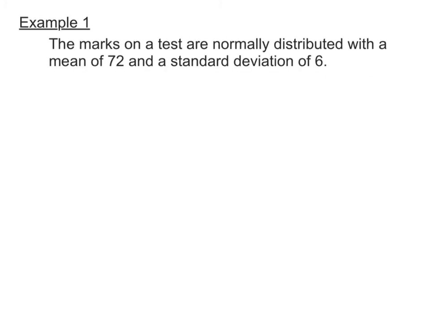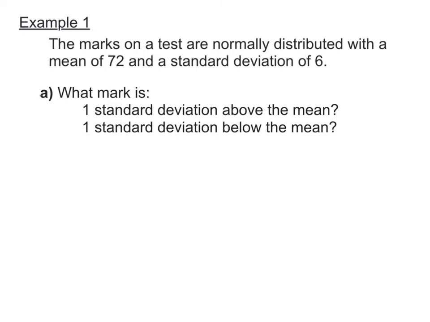I want to have a look at a few examples. The first example is this situation. The marks on a test are normally distributed with a mean of 72 and a standard deviation of 6. The first part of the question asks us what mark is 1 standard deviation above the mean and what mark is 1 standard deviation below the mean. If our mean's 72 and our standard deviation is 6, then 1 standard deviation above would be 72 plus 6, which would be 78. 1 standard deviation below the mean would be 72 minus 6, which would be 66.